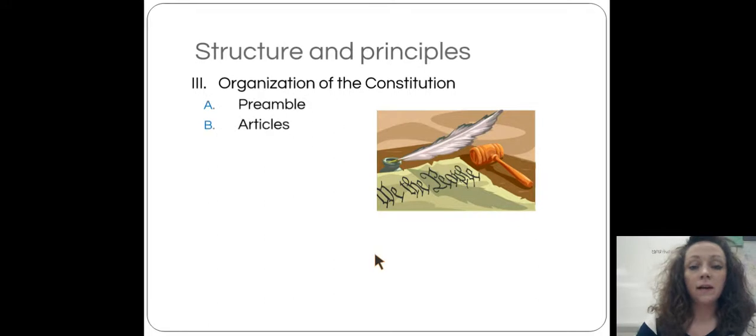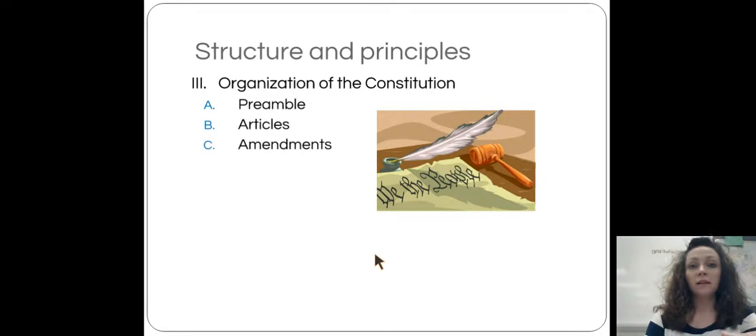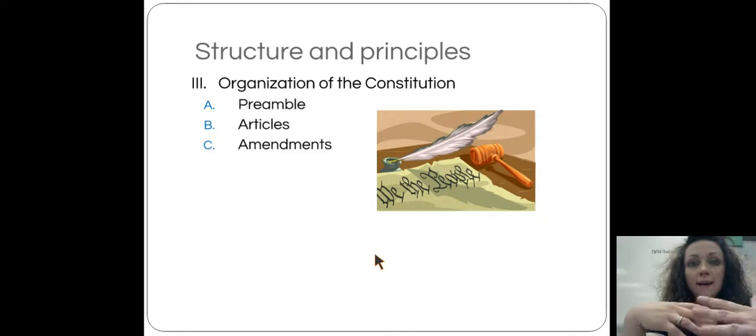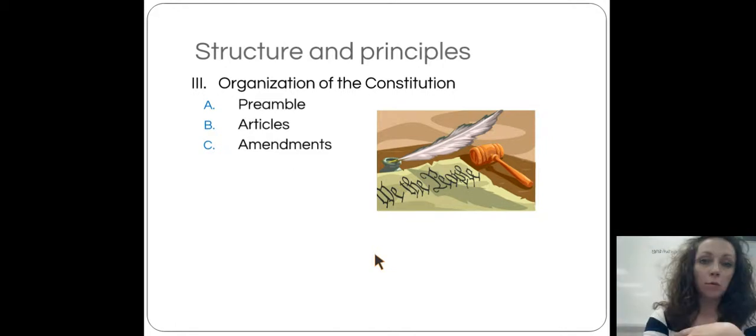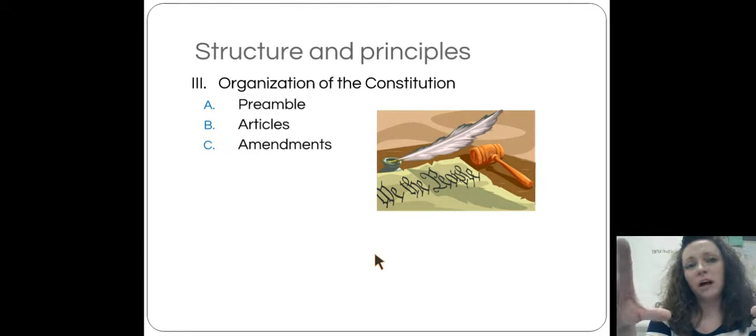First of all, though, the Constitution is basically lined out in 3 sections. The first section is called the Preamble, and in the Preamble, our founding fathers basically said the purpose for the document, why we were creating it. Think of it kind of like an introductory paragraph on an essay.